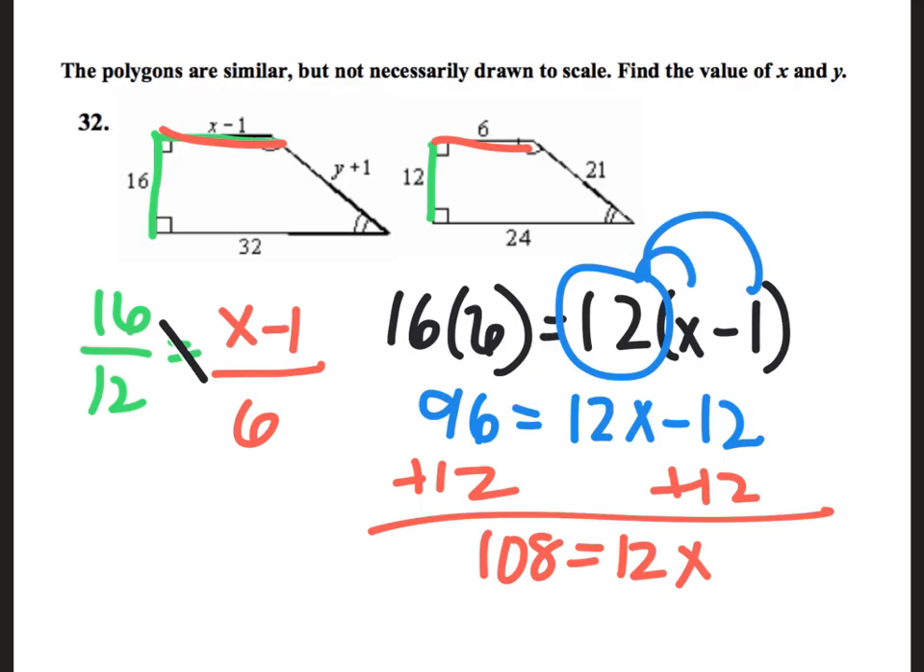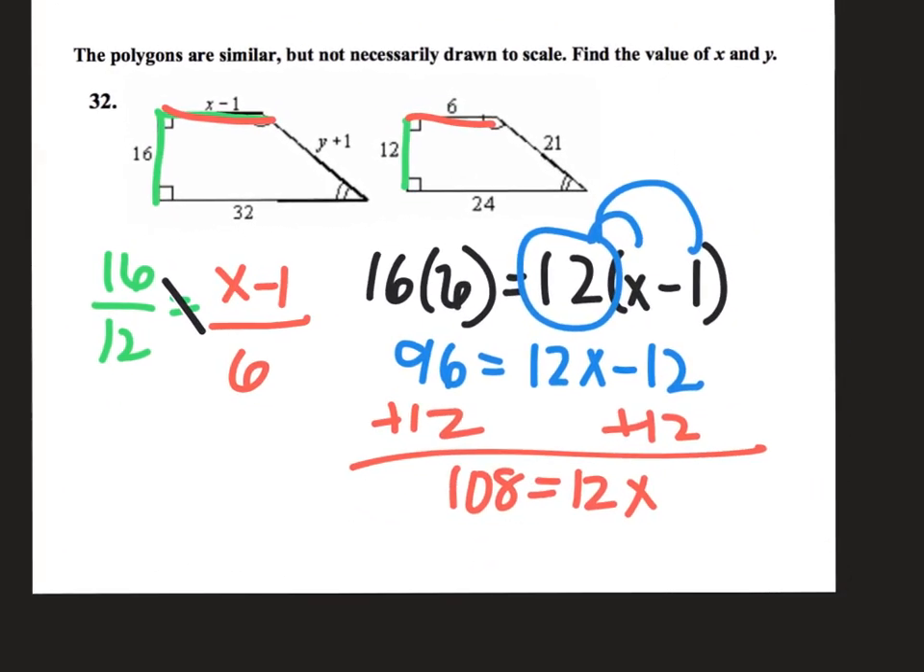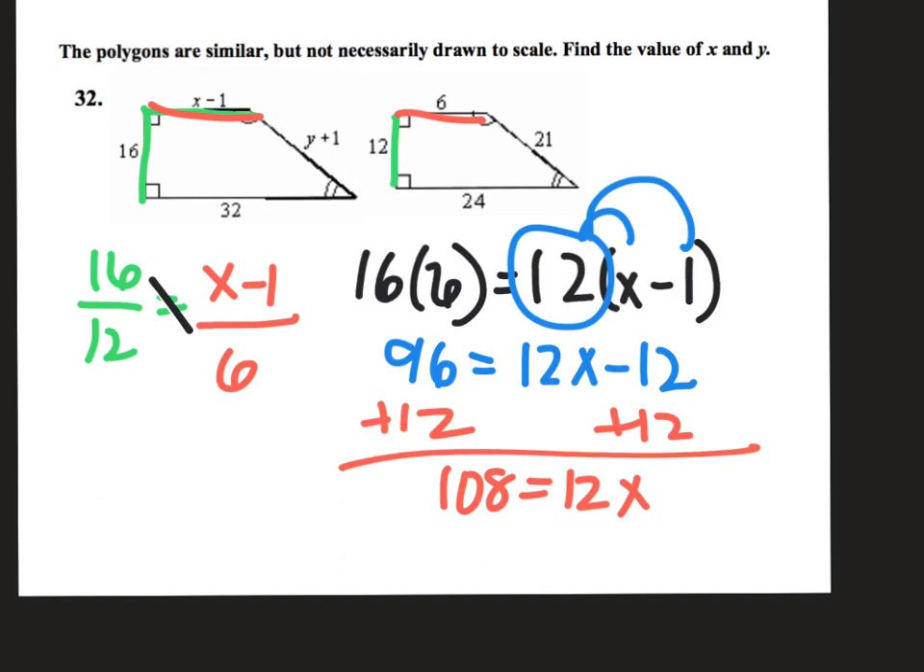I'm going to zoom out a little bit. And then my last step is to go ahead and divide both sides by 12. Divide by 12, divide by 12. When I do that, we get 108 divided by 12 equals 9. So I get x equals 9.